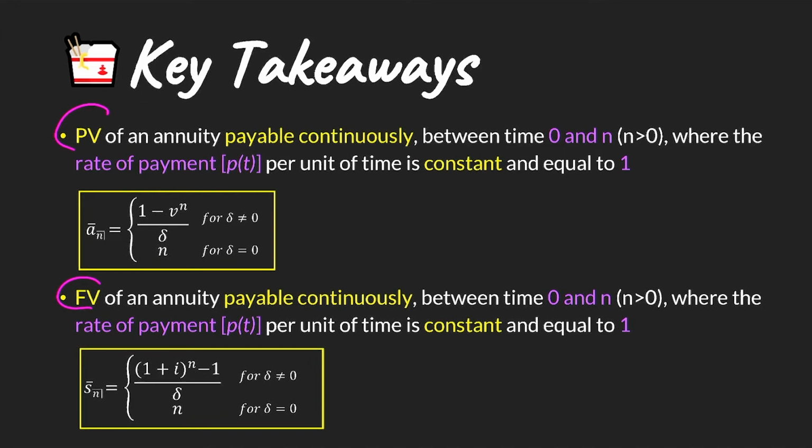So wrapping things up, looking at our key takeaways, we've got a formula to calculate the present value of an annuity payable continuously, and we can also work out the future value of the annuity payable continuously. Here we are using a constant force of interest denoted by delta.